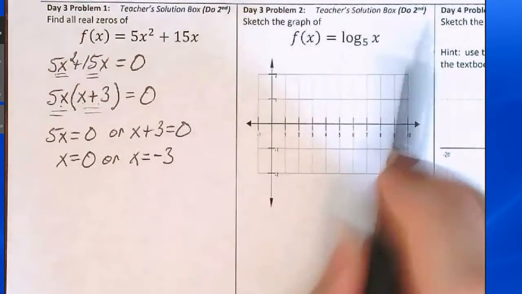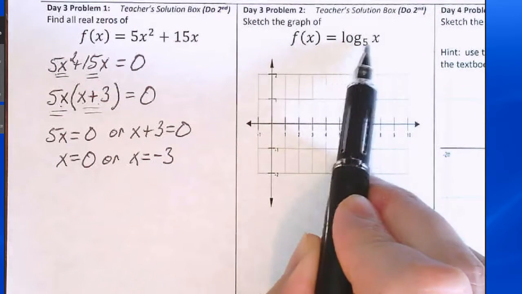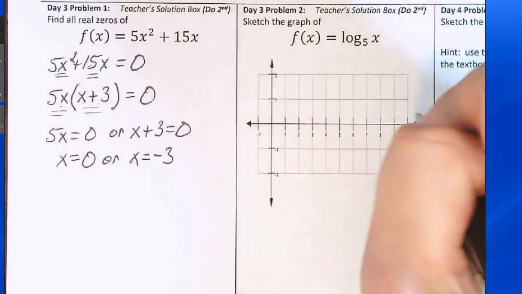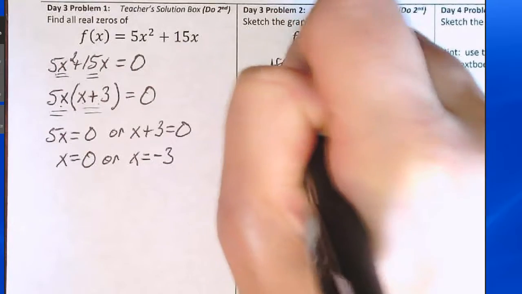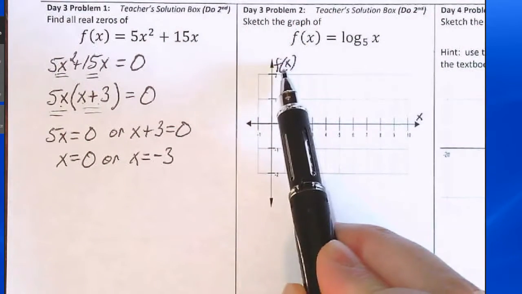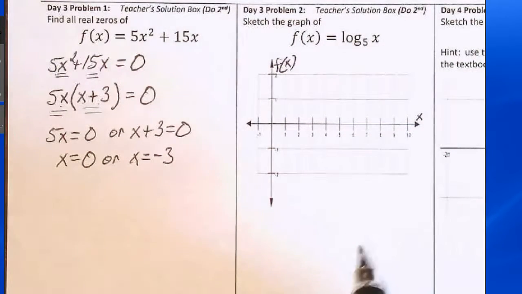Day 3, problem 2. Sketch the graph of f of x equals log base 5 of x. Here's the x-axis, and here's the y-axis, which in this problem is called the f of x axis. We're using f of x instead of the letter y. But we're still going to graph this function by finding points and then drawing a line through them.